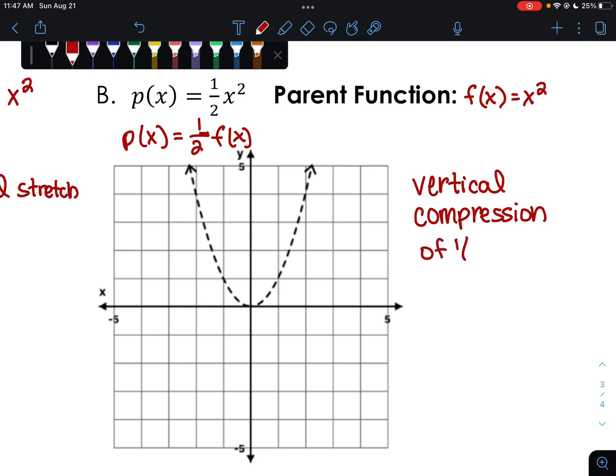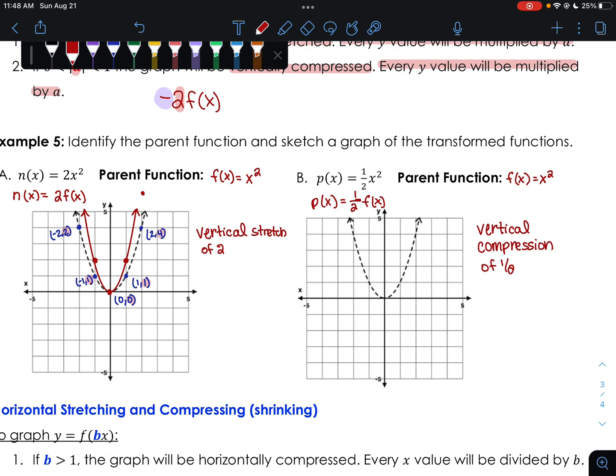of 1/2. So I am going to take all of those y values that we started with in the original one, and now we're going to multiply them by 1/2. So 0, 0 is going to stay the same. If I take that y value of 1 and multiply it by 1/2, now I have 1, 1/2, which would be about right here. So I would also have -1, 1/2. If I take the y value of 4 and multiply it by 1/2, I get 2. So I would have 2, 2 and -2, 2. Then I just connect all my points.